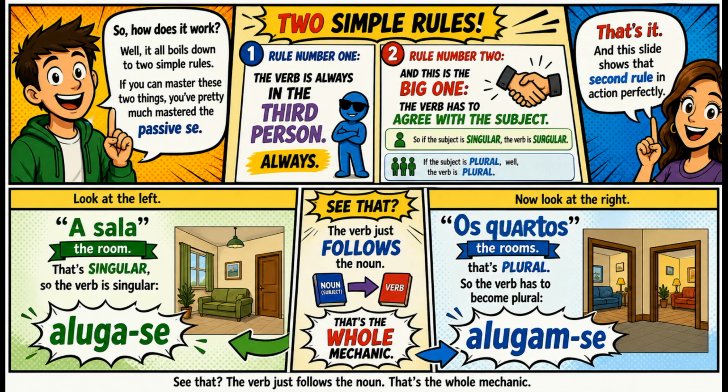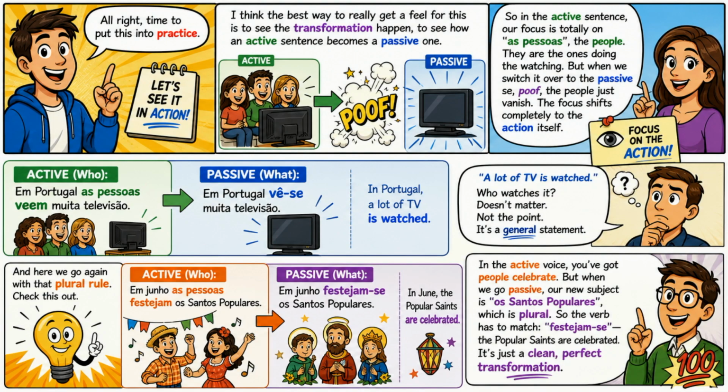Look at the left. "A sala," the room. That's singular, so the verb is singular. "Aluga-se." Now look at the right. "Os quartos," the rooms. That's plural, so the verb has to become plural. "Alugam-se." See that? The verb just follows the noun. That's the whole mechanic. All right, time to put this into practice.